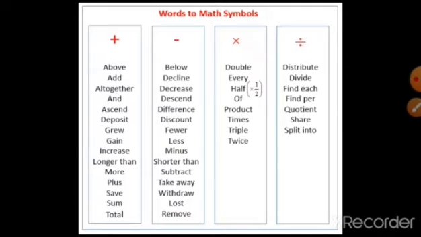Next is multiplication. Some of the words that are used are double, every, half, of, product, times, triple, twice. Next is division. Some of the words that are used in order to symbolize the division are distribute, divide, find, each, find per, quotient, share, split into.